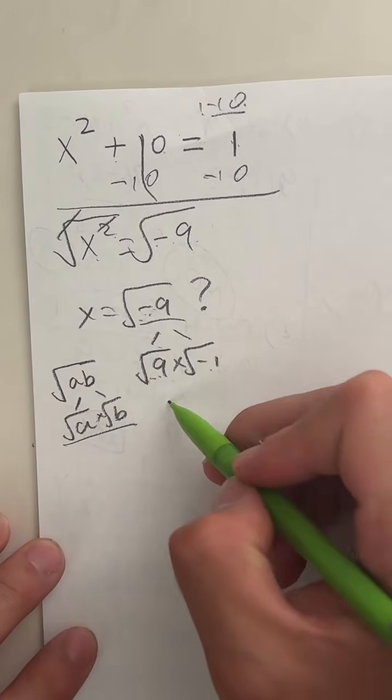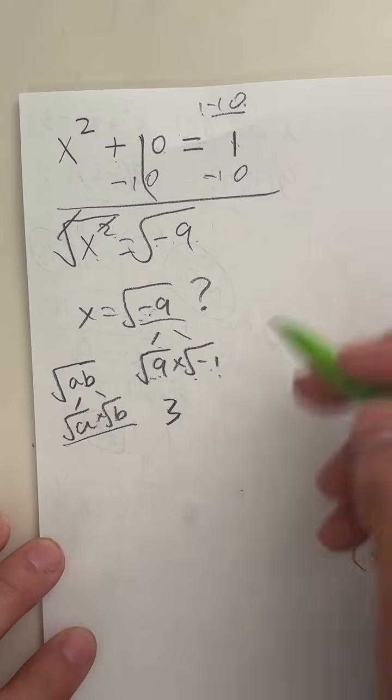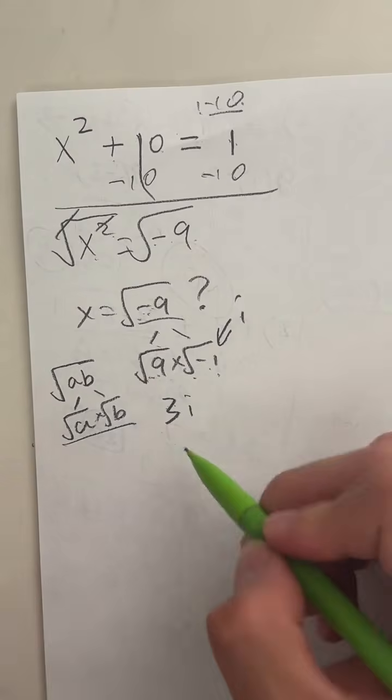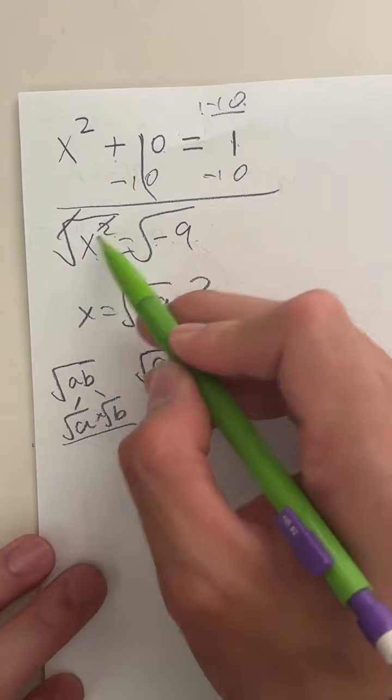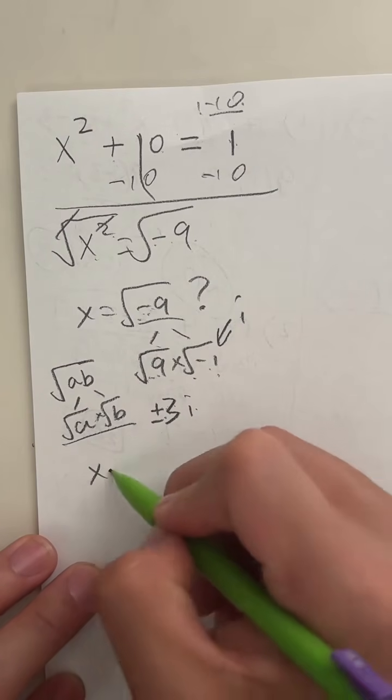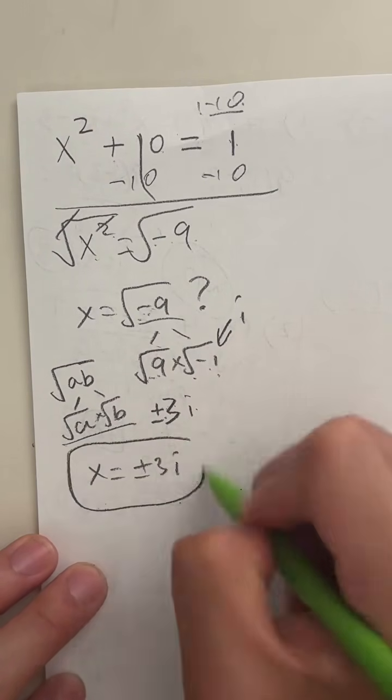And then the square root of 9, which we know is 3, and the square root of negative 1 becomes your favorite imaginary number, i. So in that case, the answer is 3i. But wait, not really. Because remember how before you squared it, so not only do you have the positive 3i, you also have negative 3i. So yes, x is equal to positive negative 3i, and that's your final answer.